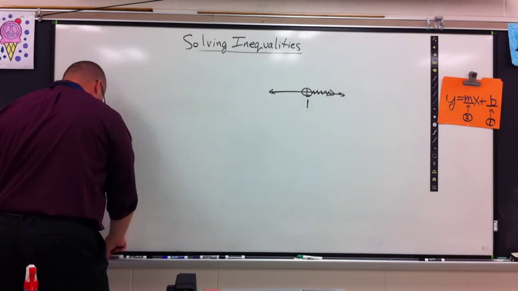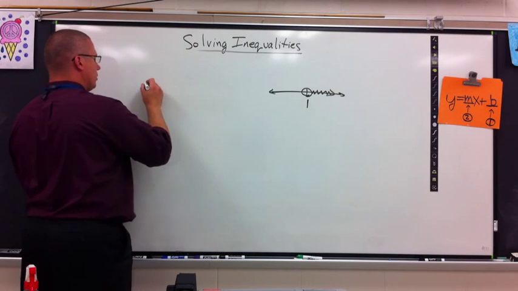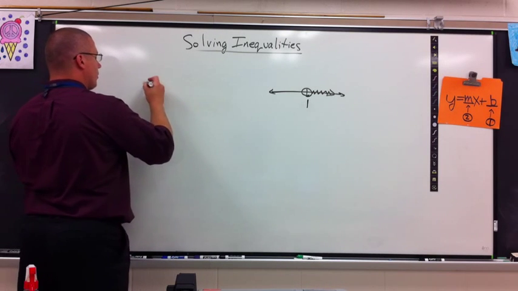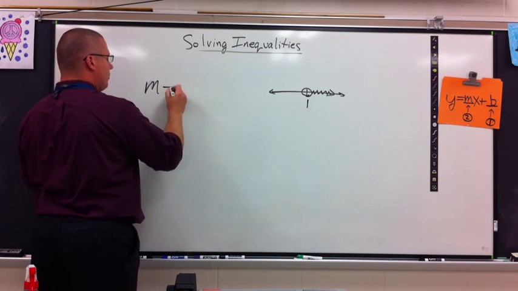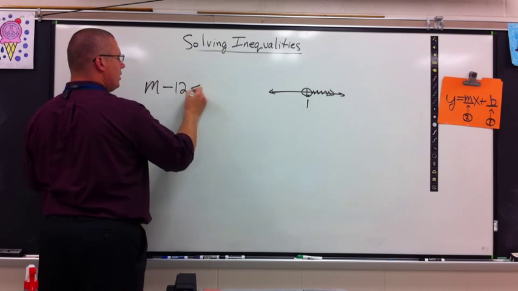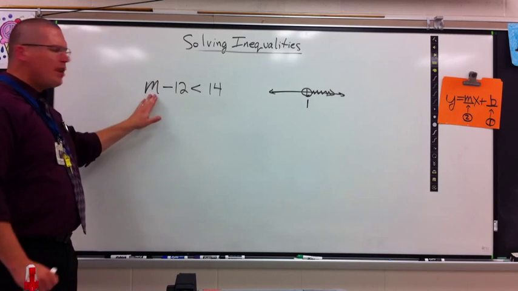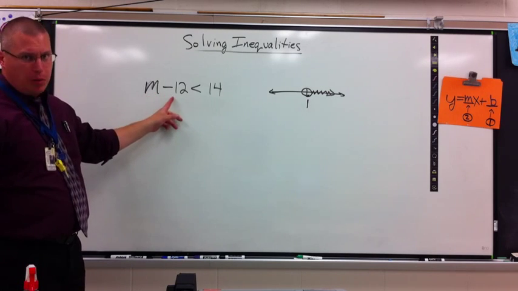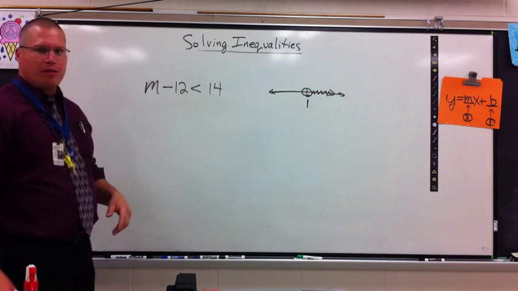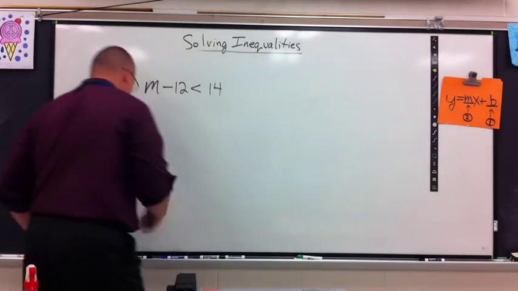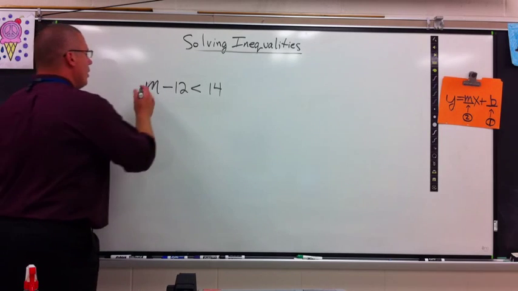Let's take a look at one more. n minus 12 is less than 14. What number, by the way, take away 12, still is going to be less than 14? That's fine, let's solve for n.